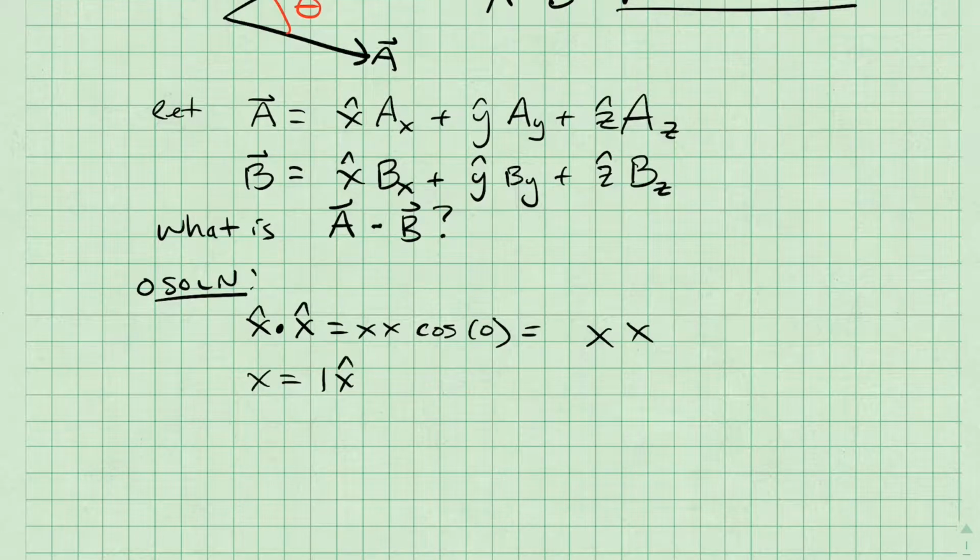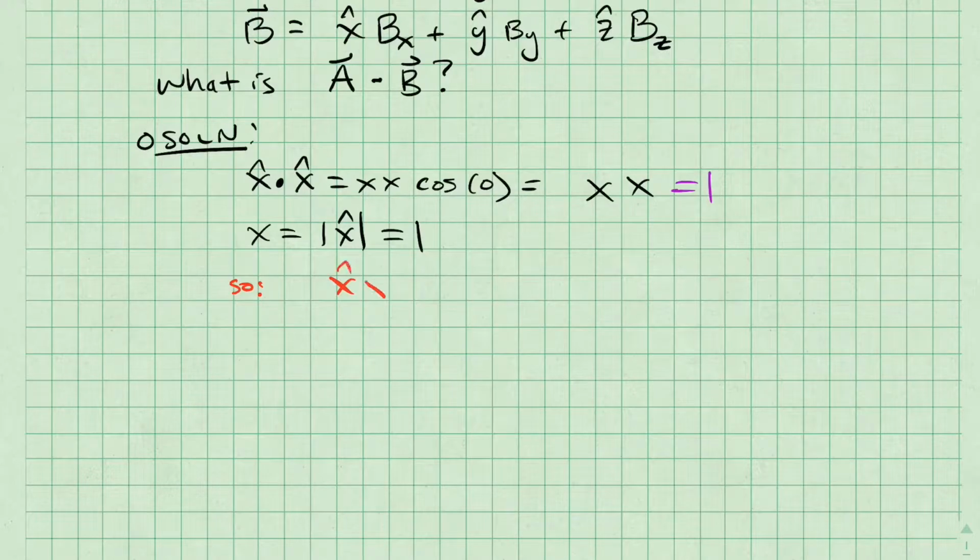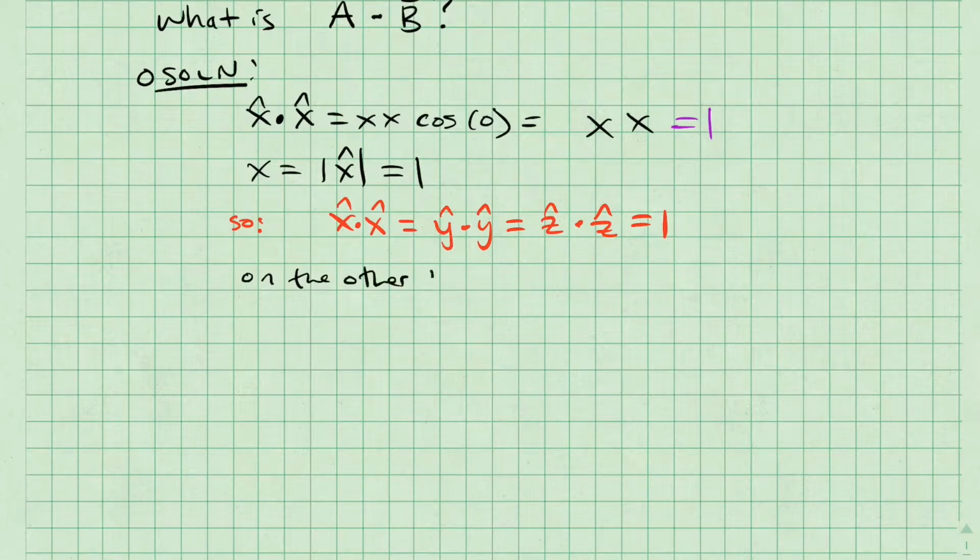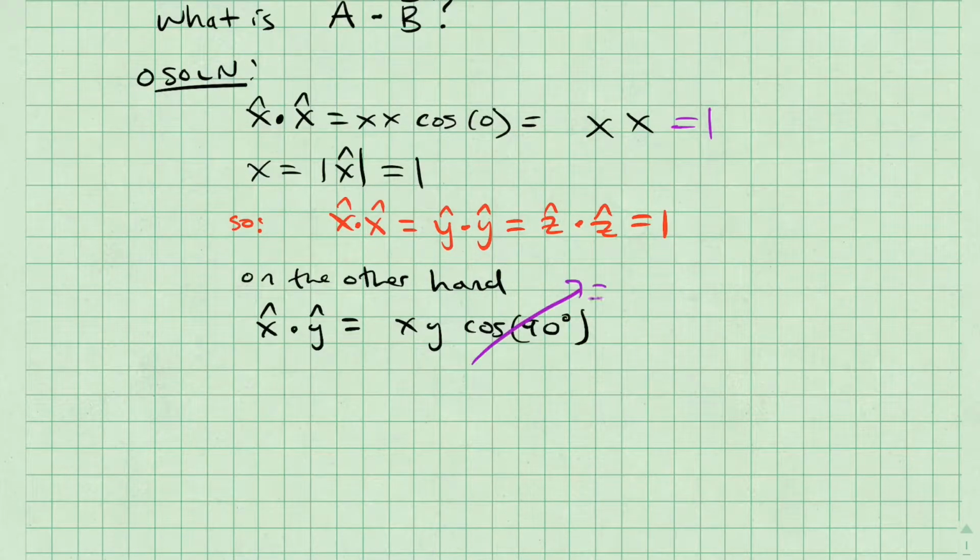Then x hat dot x hat is the magnitude of x times the cosine of the angle between these vectors. The angle between them is 0. We also note that for unit vectors, the magnitude is 1, so any unit vector dotted with itself is equal to 1. On the other hand, the dot product of orthogonal unit vectors, say x hat and y hat, which are separated by 90 degrees, is equal to 0.